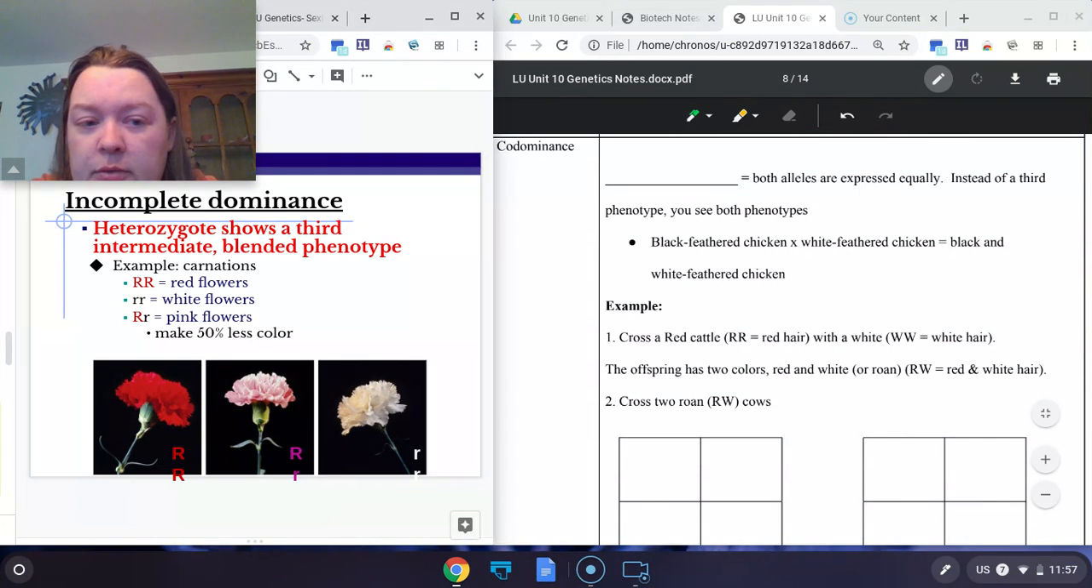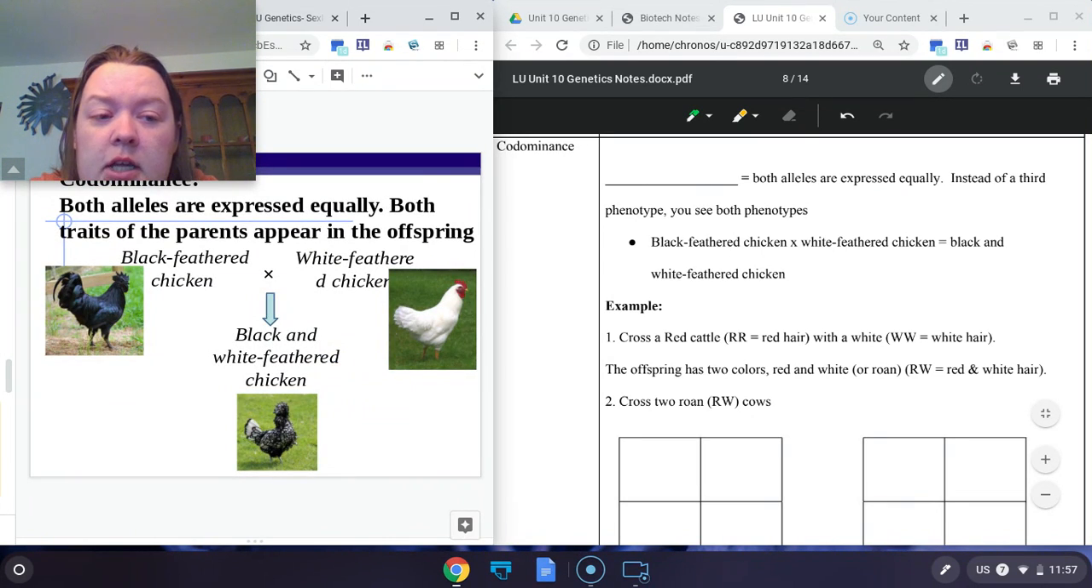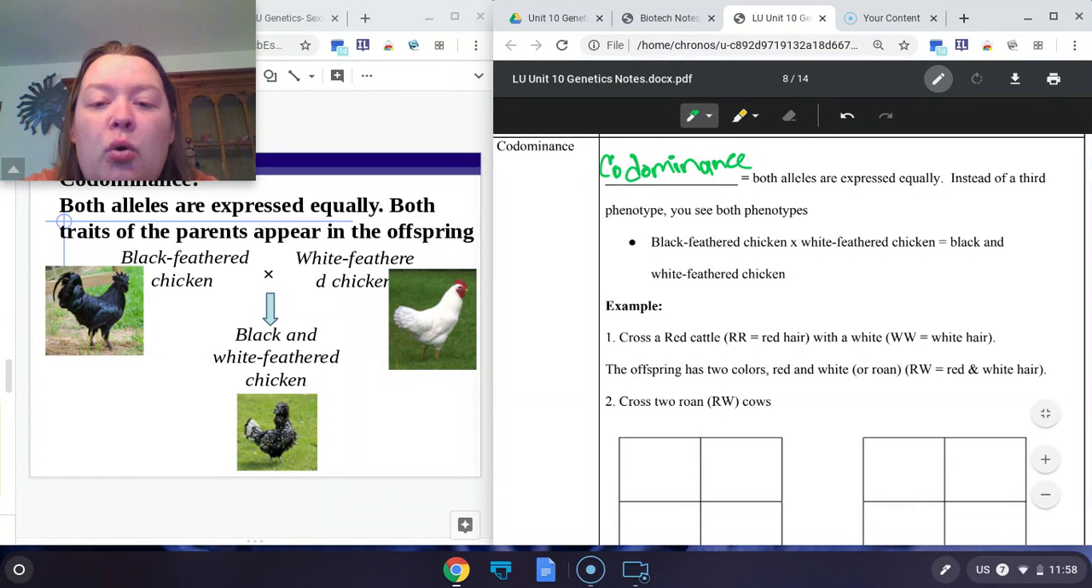Okay, so that was incomplete dominance. Now we're going to talk about codominance. In codominance, both alleles are expressed equally, because codominance means that both alleles are dominant. And if both are dominant, this is going to look like spots. You see both. So spots, or you're going to have both color hairs. You're going to see both colors if we're looking at colors.